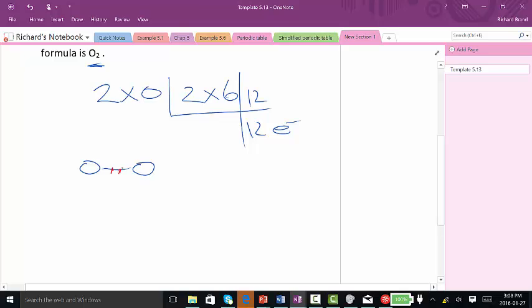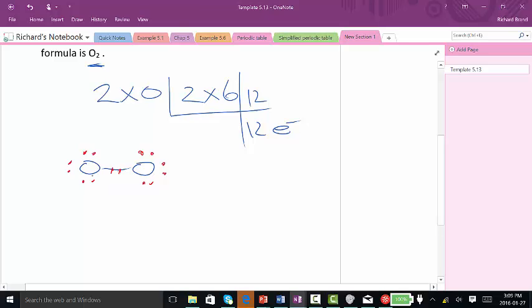I'm going to make each of the oxygens happy. Remember, oxygen wants to have 8 electrons around it. The one on the right here sees 2 electrons. I'm going to give it 6 more, so it feels like it's got 8 electrons around it. The oxygen on this side of my screen sees 2 electrons, wants 8, so I'm going to give it 6 more.